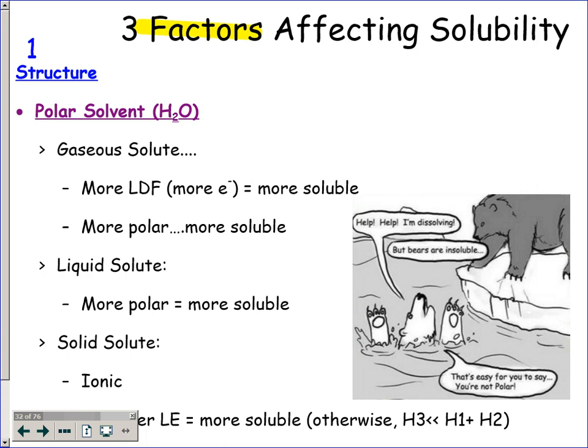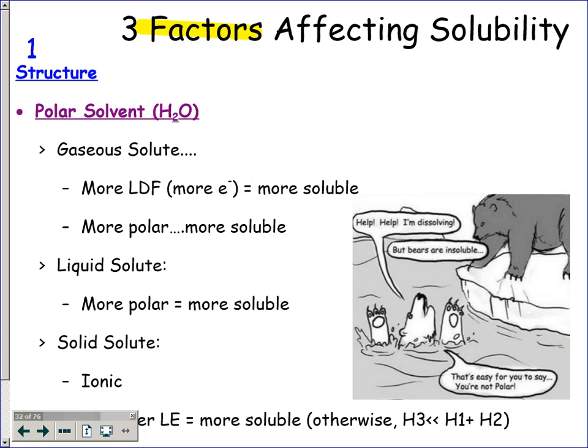Okay, so 3 factors affecting solubility. Structure is your first factor, and structure means like molecular structure. So the structure of a molecule will affect its solubility. Well, you already know that, because if you have a solvent and a solute that don't mingle, their structures are 100% different, it won't dissolve. But if you have a structure between the solute and the solvent that are similar, they will dissolve, or they will mingle, they will interact.